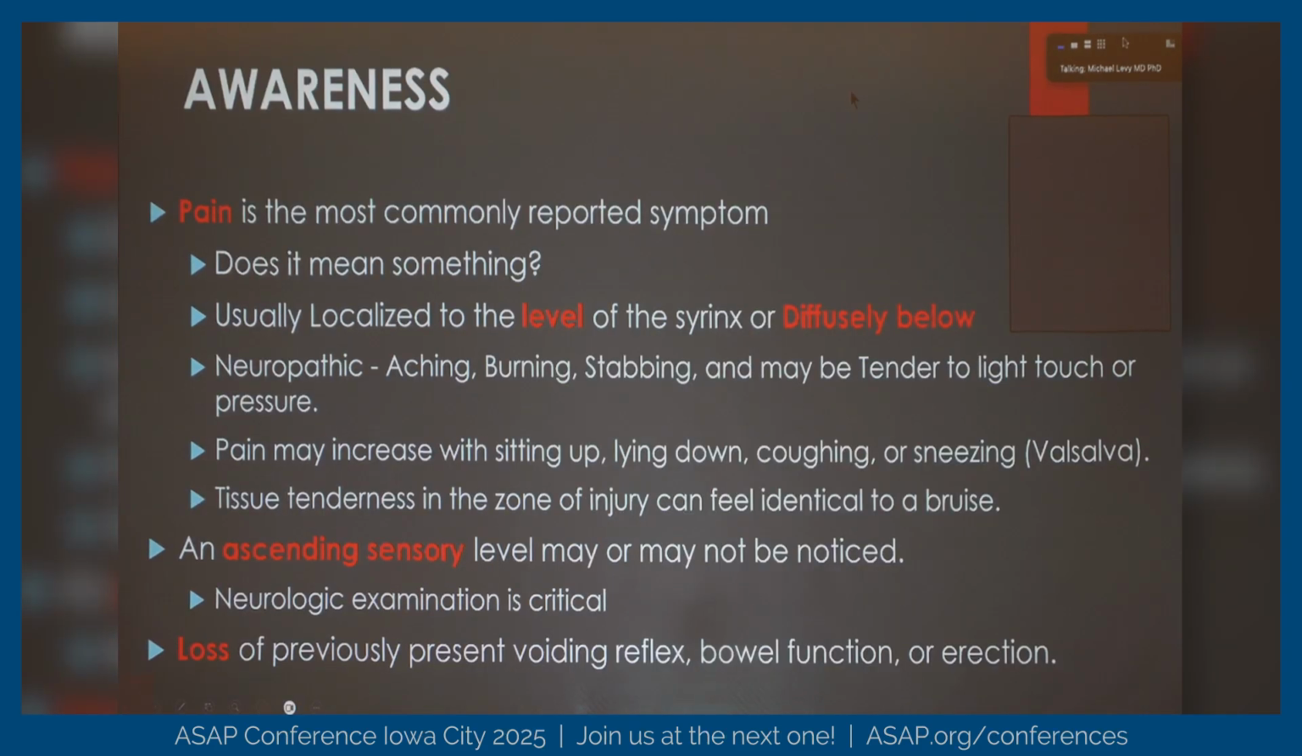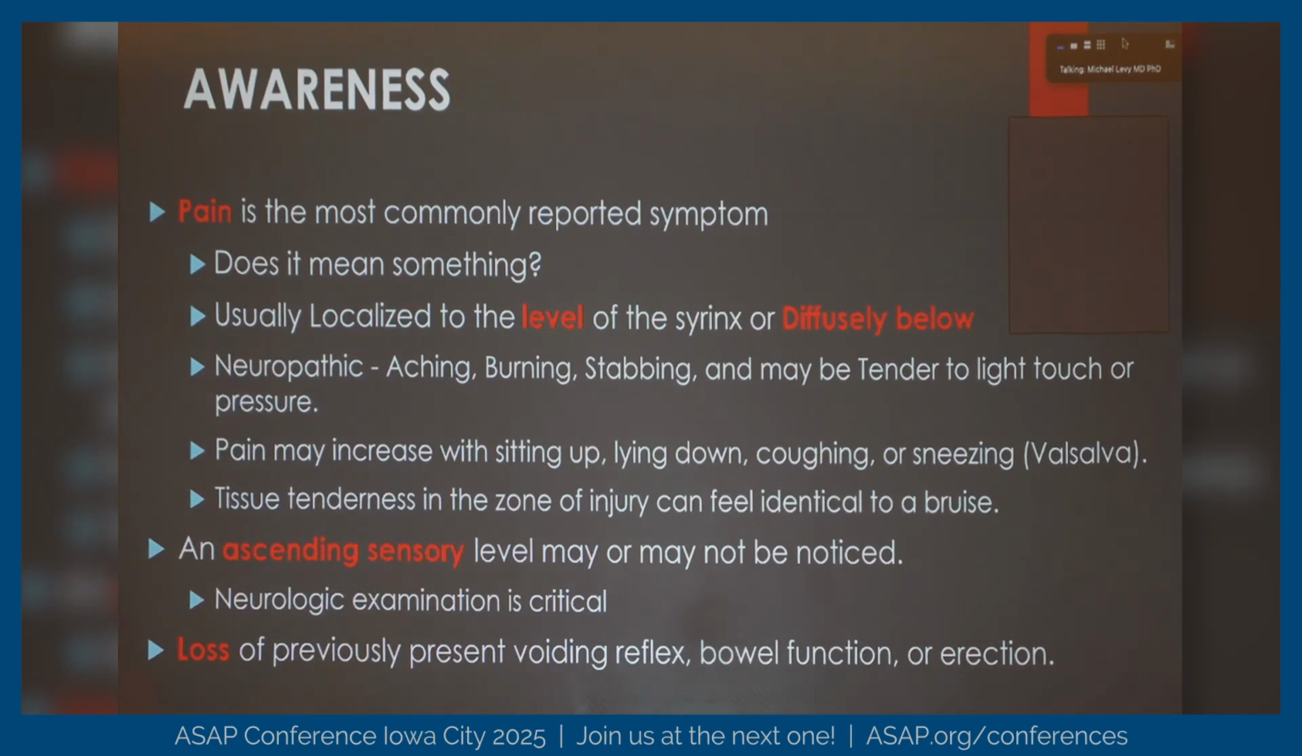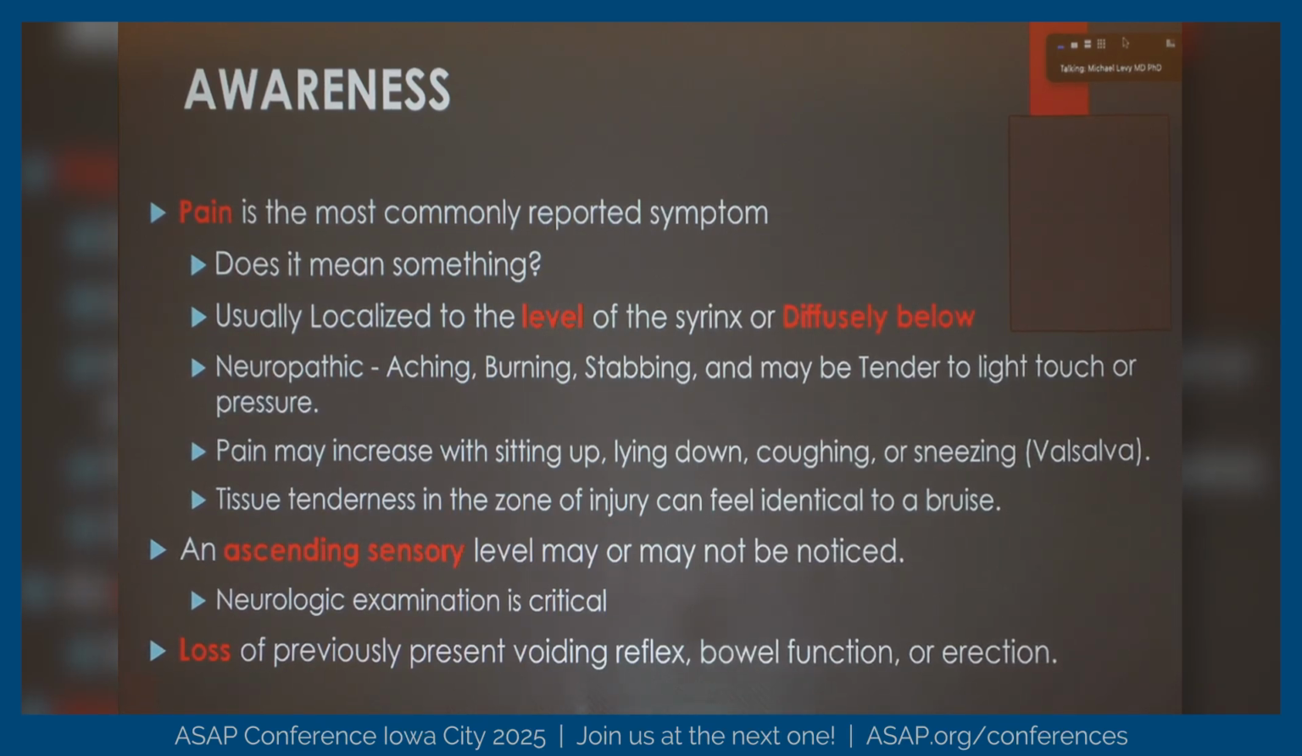Awareness is really the importance of these types of conferences, these types of lectures, and gives us a better chance of not only defining the disease, but treating the disease appropriately and having some success in doing so. Pain really is the most commonly reported symptom.